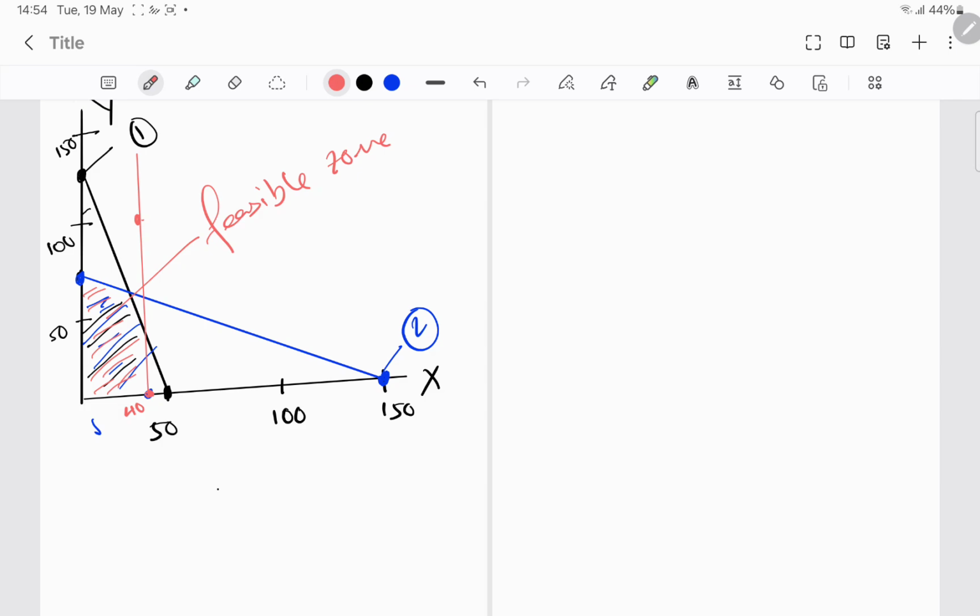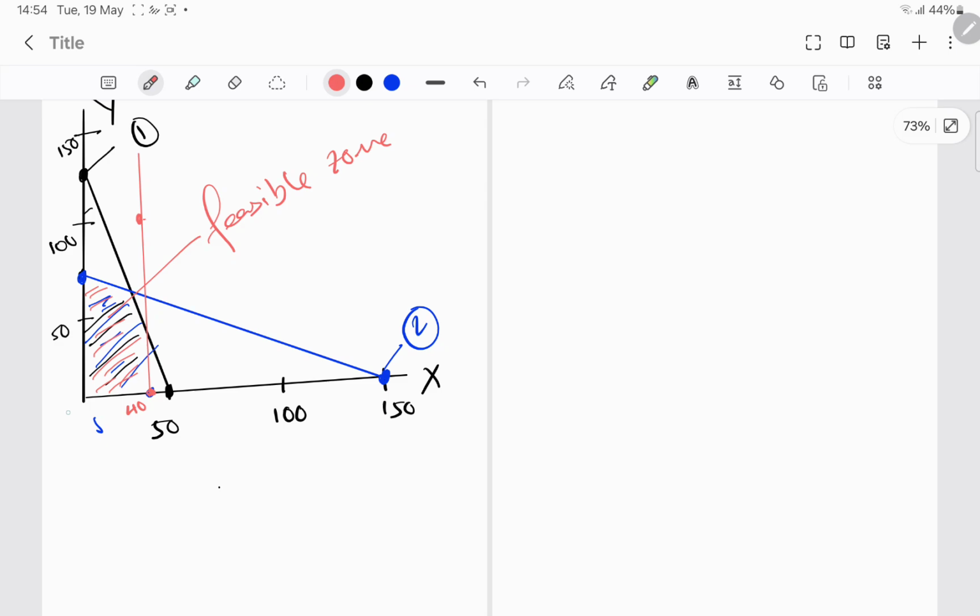We can take this one, but you don't need to worry about this because it's 0, 0. We can't maximize anything, but I'm writing it. Say A, B, C, D, E. There are five points. So we have to take the corner points from the feasible zone to find our optimum solution.